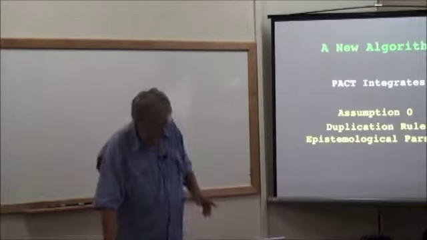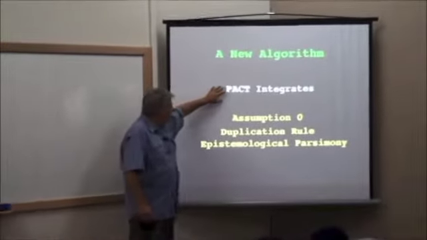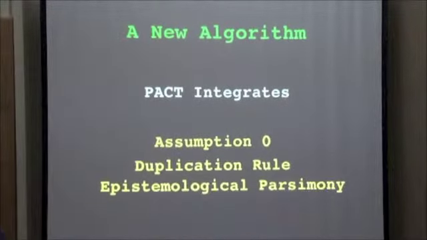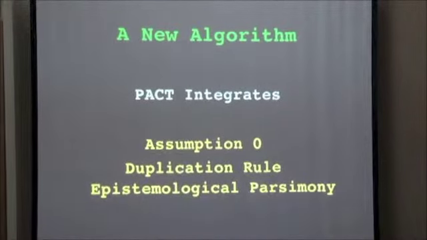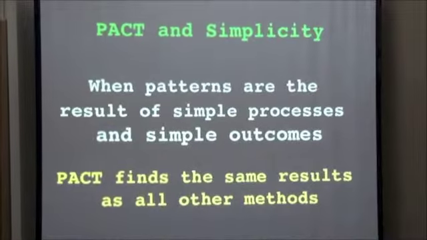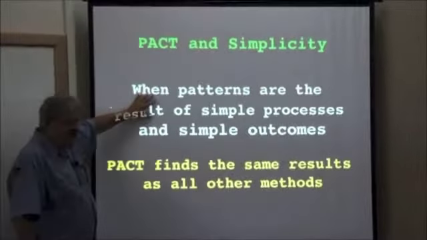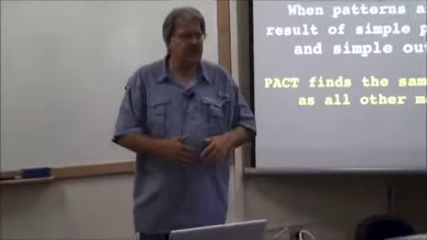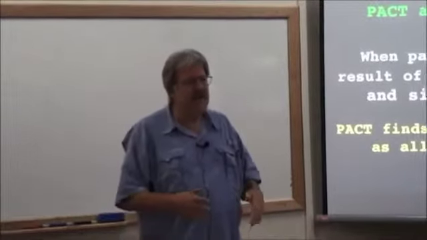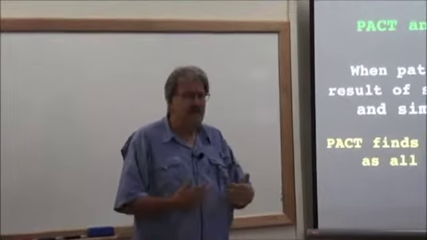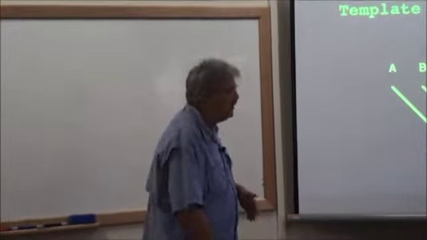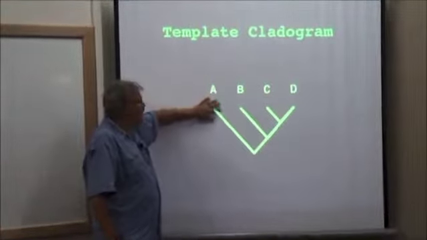So, from yesterday, this new algorithm, PACT, integrates these three critical elements, which are all necessary if we're going to provide accurate historical descriptions in evolutionary biology. When any kind of evolutionary phenomenon has produced simple patterns, that is, when there have been relatively simple, vertically transmitted kinds of evolutionary phenomena, PACT gives exactly the same results as all the other methods that have ever been produced. And in PACT, we call this the template.